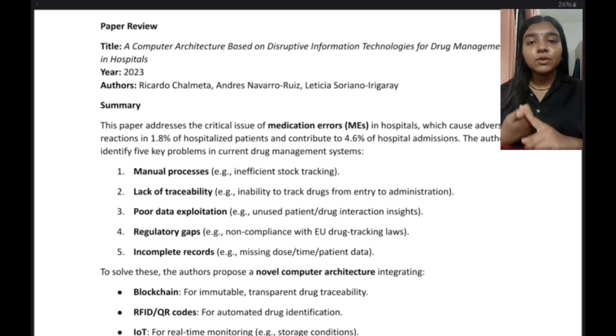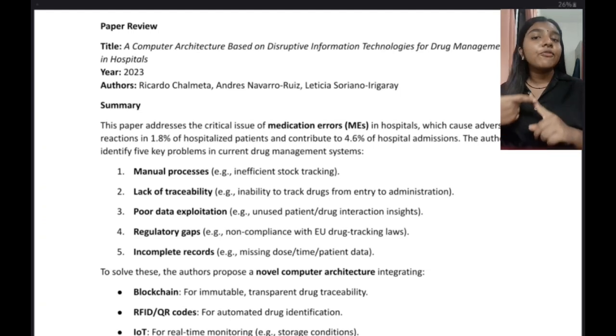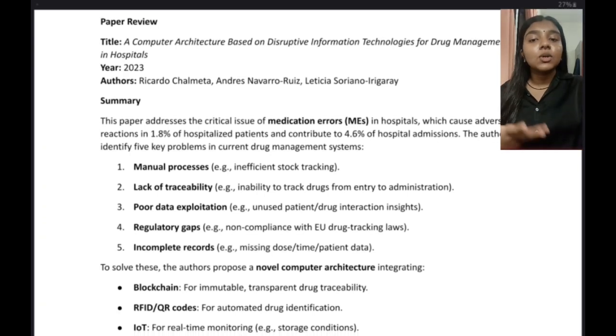The authors point out 5 key problems in the current system. The first one is too many manual processes like stock tracking. Second, lack of full traceability. It's hard to track a drug from arrival to use. Third is poor use of data, like not predicting drug demand. Fourth is regulatory issues, such as not meeting EU tracking laws. And the final one is incomplete records, which is missing info like dose or patient.